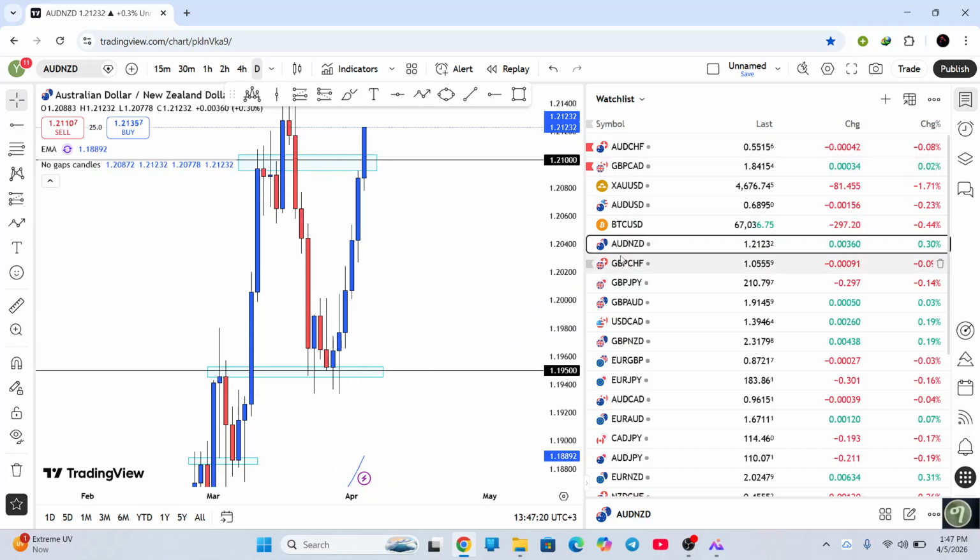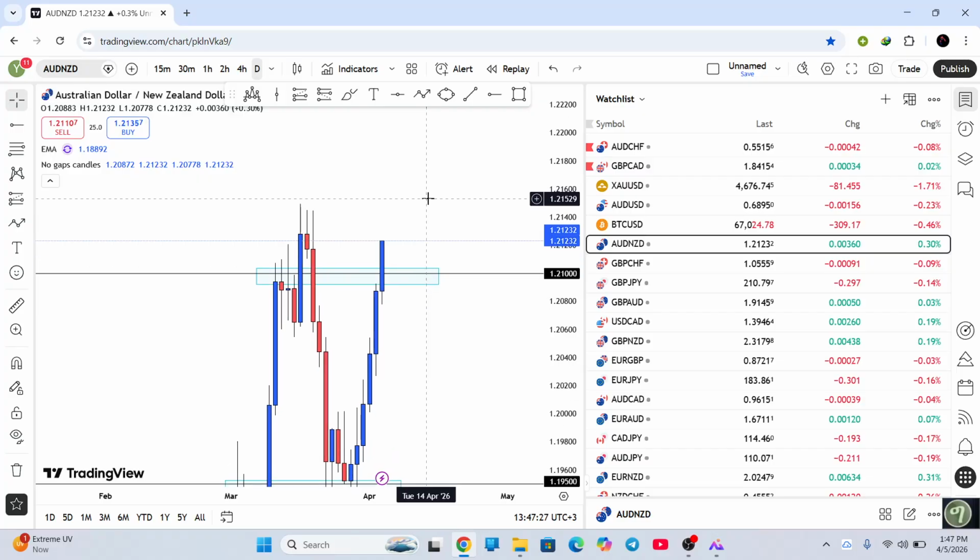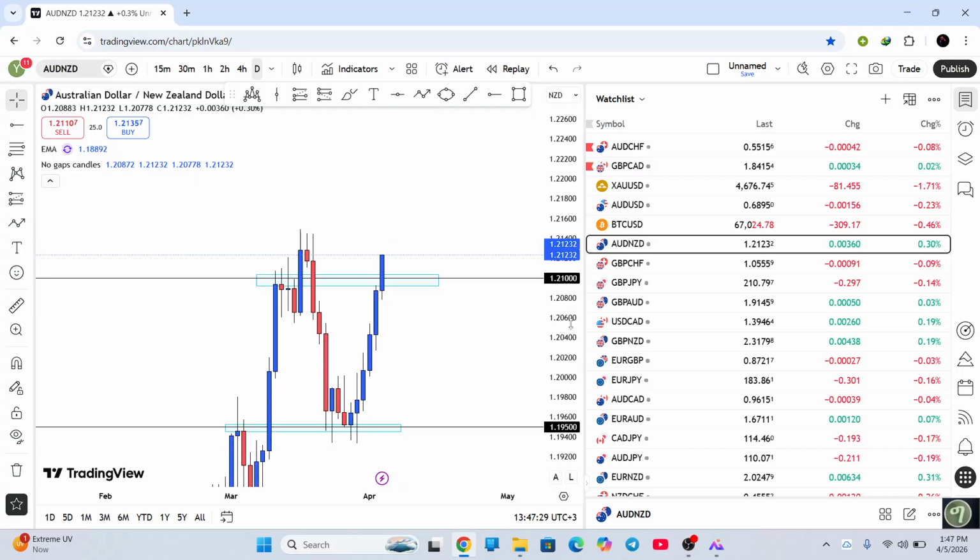Oh my god. Anyways, now the only way I'm gonna be interested for the buy is after price has a body closure above this structure. This is the lower high, and you can take this.